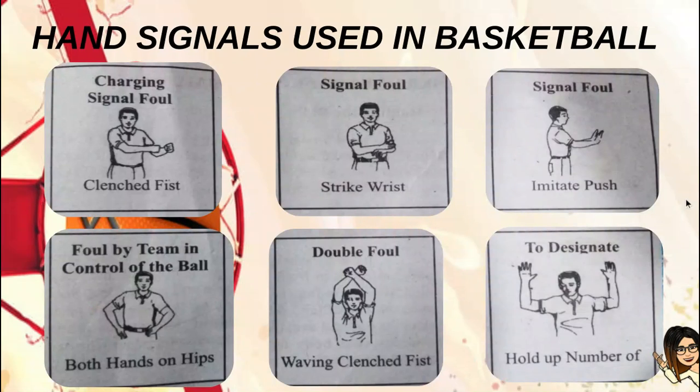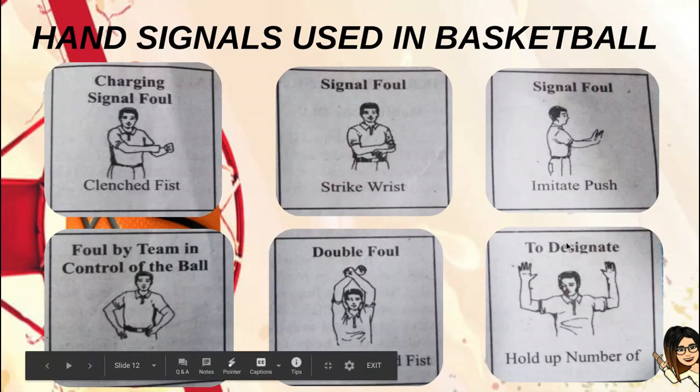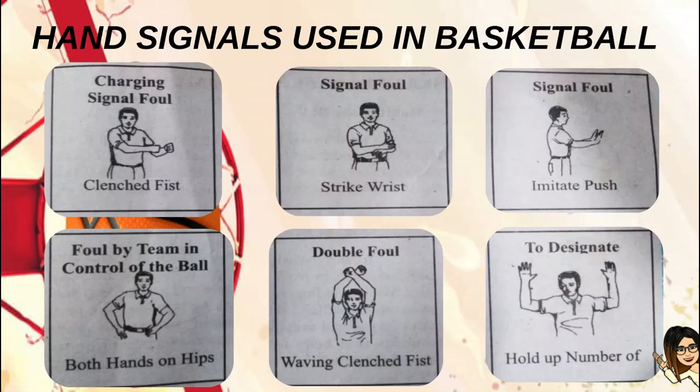If you are the referee, put yourself in the position of a referee. There are lots of hand signals used in basketball. We have here 1, 2, 3, 4, 5, 6. Actually, all in all, there are 11. Okay, not just 11 but more. But these are the common hand signals used in basketball.